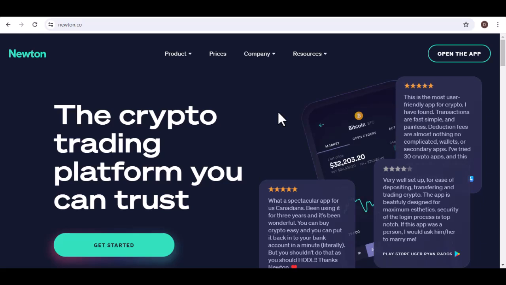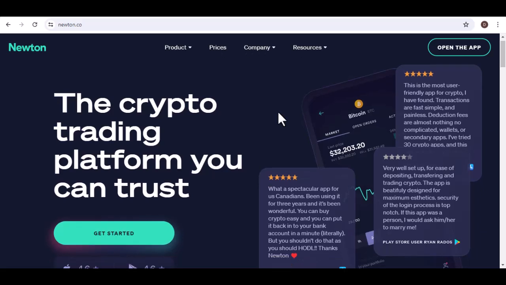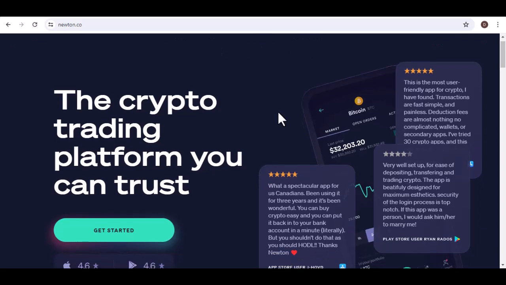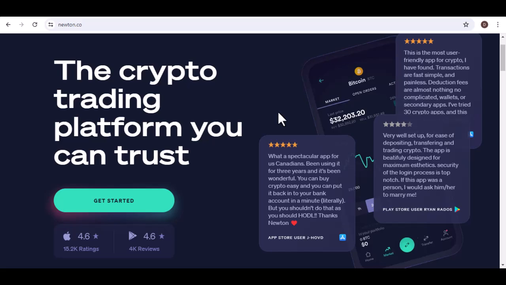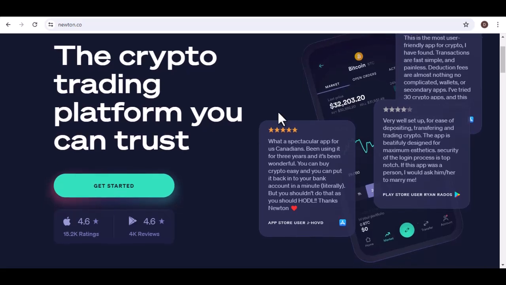Hey there, you've just discovered a magical money tree, but you have no pockets to carry the fruits. That's the dilemma many people face when they want to invest with Newton. How do you actually get your hard-earned cash into the platform? Let's dive into the world of Newton transfers.